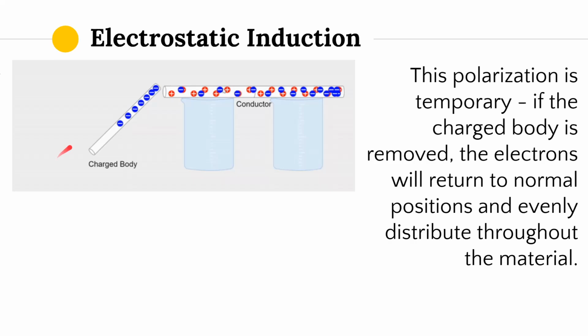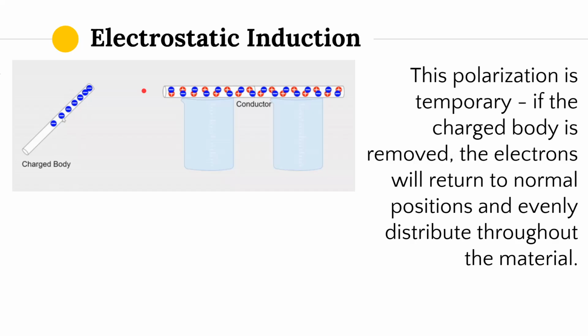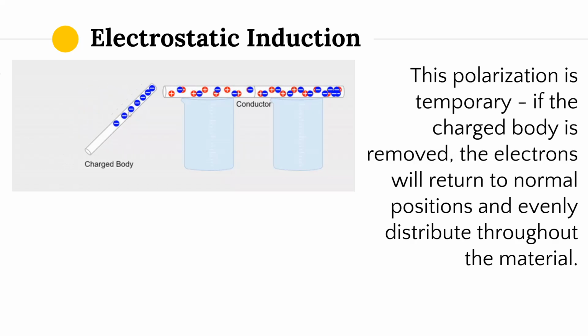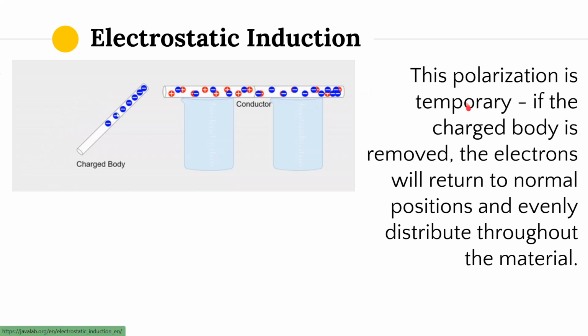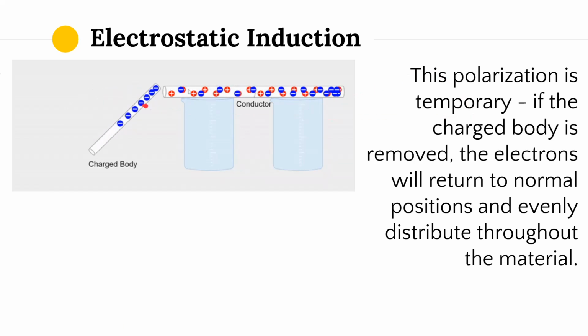When this negative rod is brought nearby, because like charges repel and because electrons are capable of moving, the electrons will all move as far away as they can, which means they concentrate in this rod over here on the right-hand side of my screen. Please notice the protons are not moving because they can't. But the electrons can. And so we get this temporary polarization. Whenever you move the charged body away, it goes back to normal again.